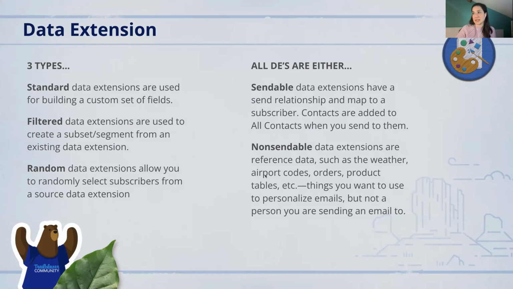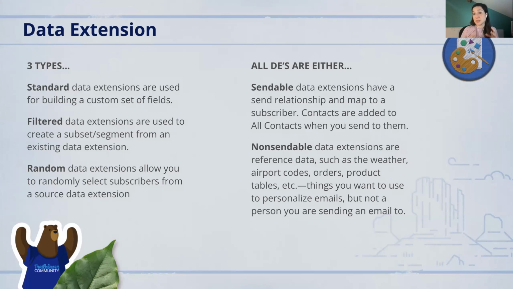So our sendable data extensions are going to be a data extension where either it has the email address on it, and that is marked as a unique identifier or primary key, or that it has a send relationship to the contact. So we will look at what that looks like in just a moment when we get into our relational data. And our non-sendable data extension, this can be anything: weather, airport codes, orders, product tables, anything you want. Things that you want to personalize somebody's experience with you, but not necessarily a person that you're sending to.